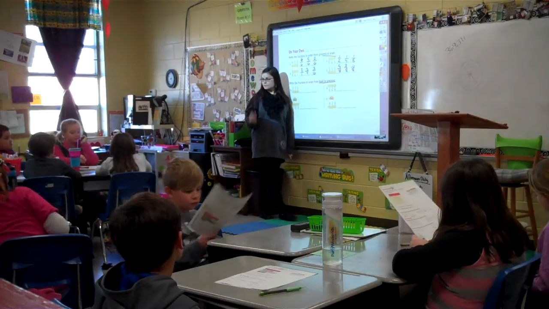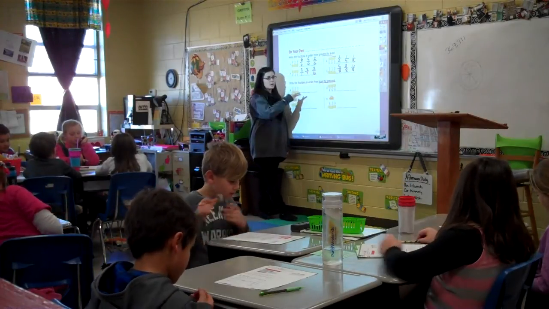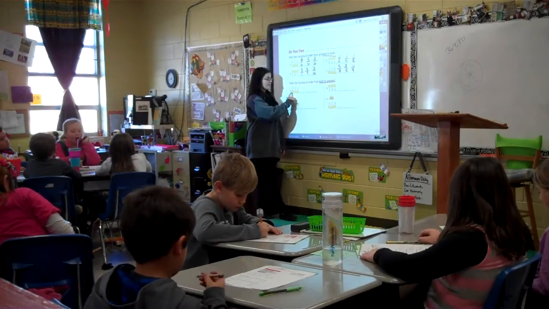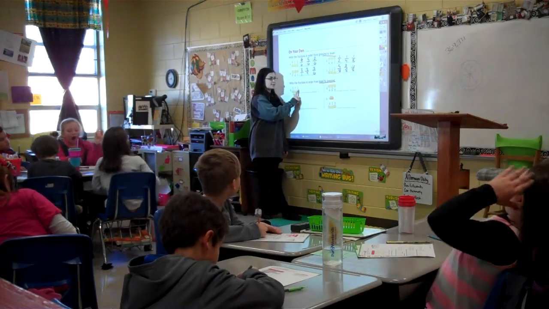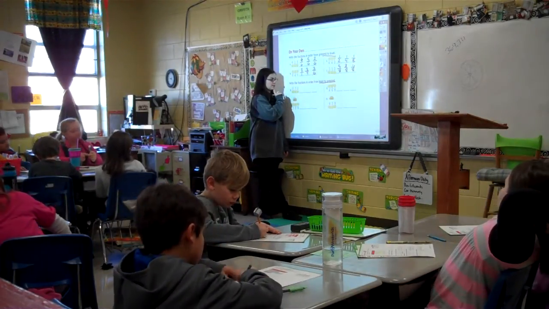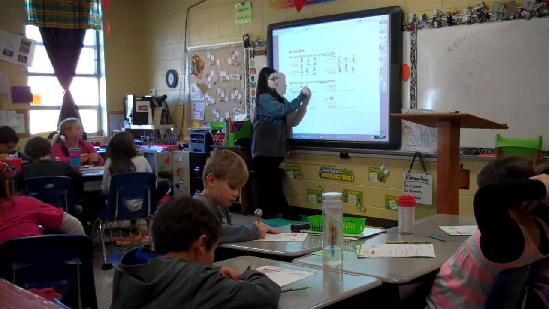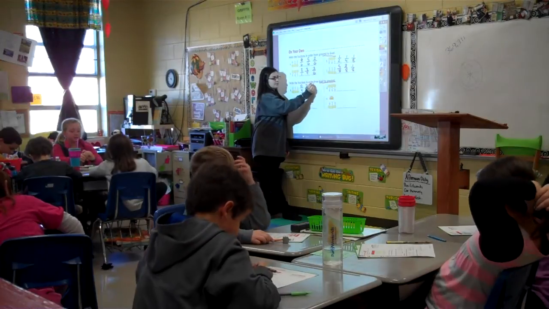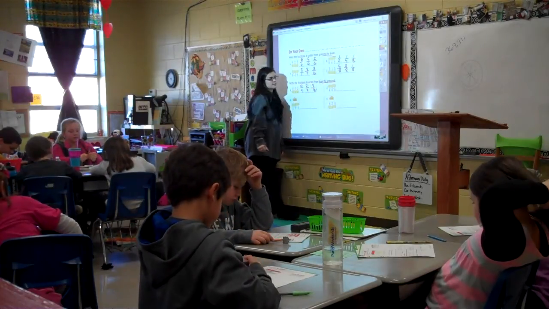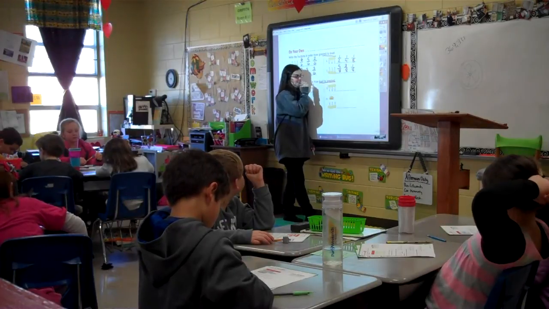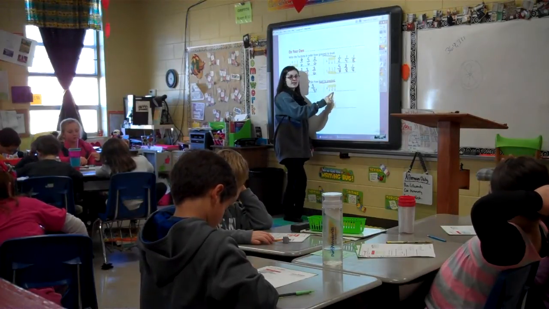Check your answers. Now they swapped on us. Now we're going least to greatest. So our denominators are the same, so we just look at the top number. What's the smallest one? 0/4. What's next? 2/4 and 3/4. 3/4. Alright, our numerators are the same, so I've got to look at the denominator.